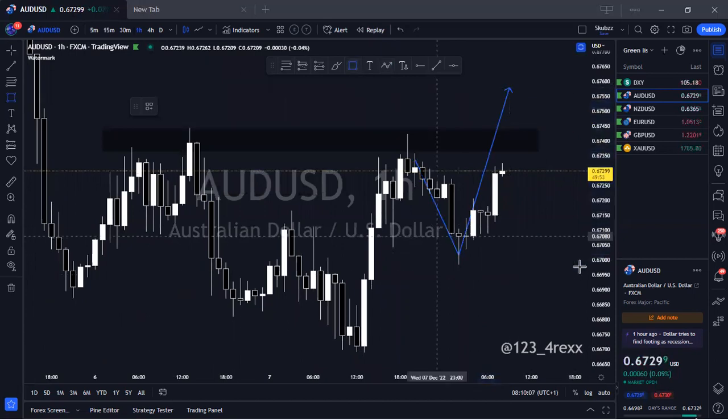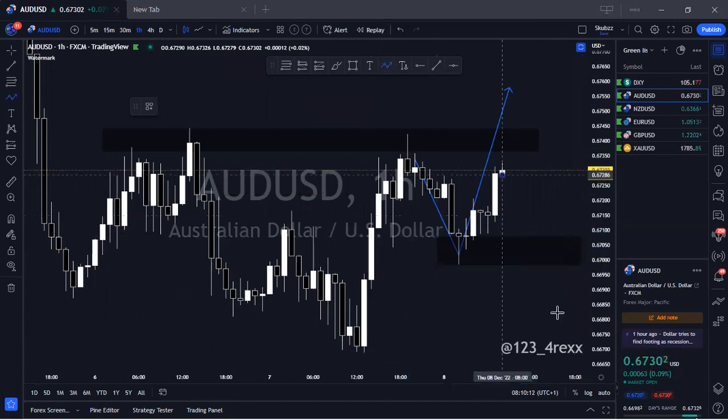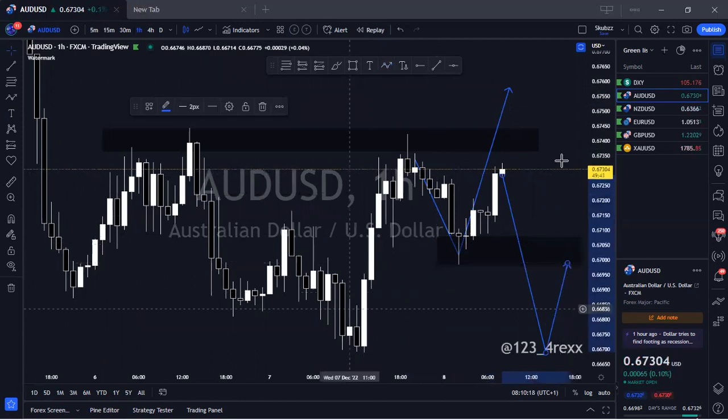So now, if I actually break below here, we'll be looking for a retest. But then if we break above, then we'll basically continue this small uptrend that started from here. So let's just watch out and see what happens.